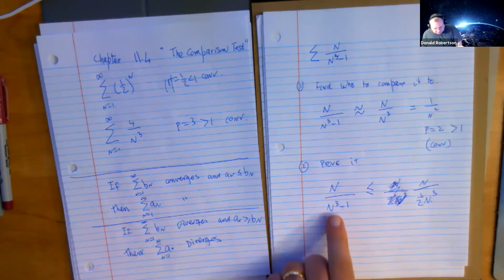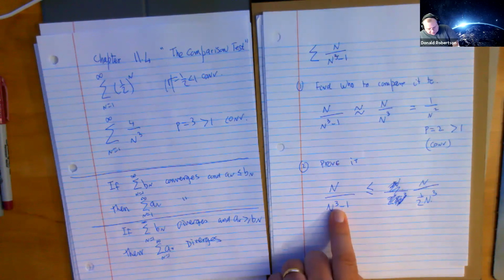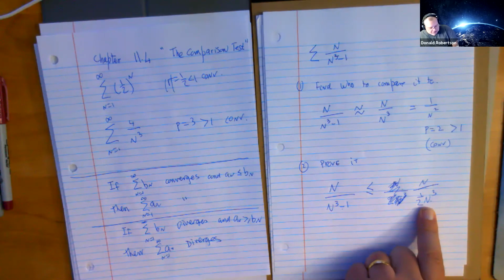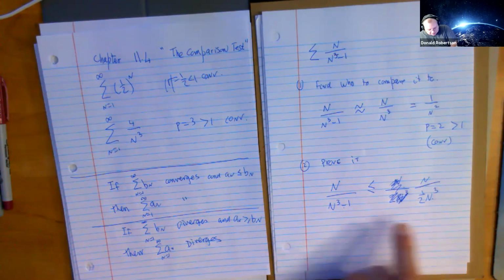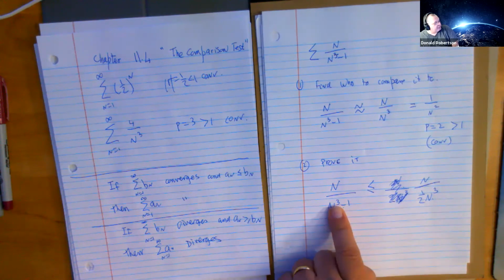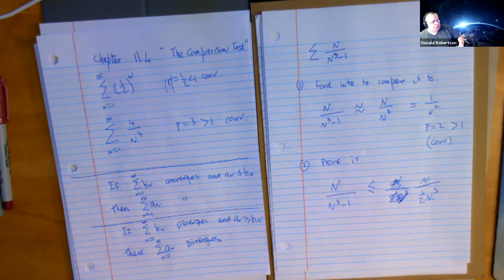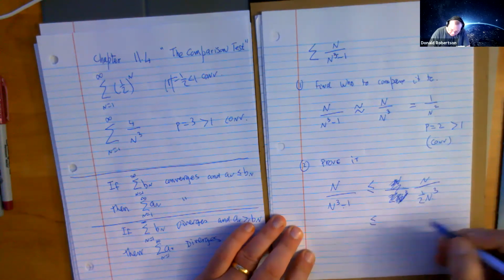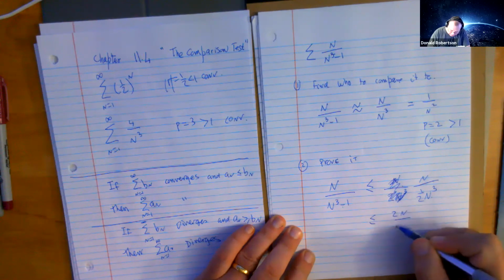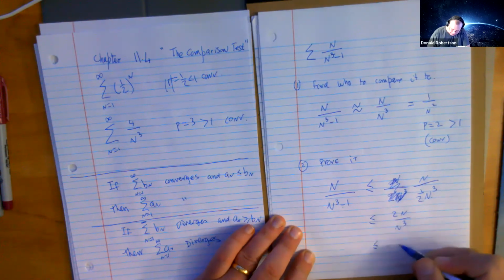So I'm going to take n cubed minus 1, right? And I'm going to make it smaller. Well, the simple way of making this smaller is just take a half of n cubed. A half of n cubed is smaller than n cubed minus 1. Would you agree, at least once you get to about 3 or 4? And this fella becomes 2n over n cubed. And this fella becomes 2 over n squared.